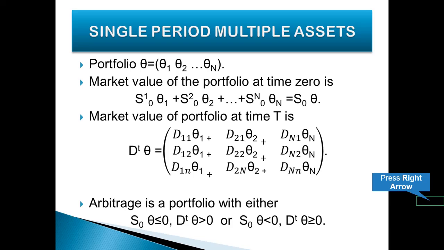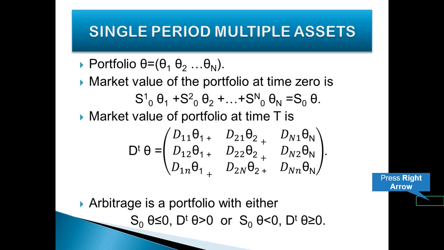Arbitrage means a portfolio in which, in the first case, you have no money: H0 theta is less than 0, negative, you have no money, but you can always earn at least 0. So H0 theta is less than 0, but at time T your portfolio D transpose theta is greater than or equal to 0, at the worst case equal to 0, not less than. So this is arbitrage.